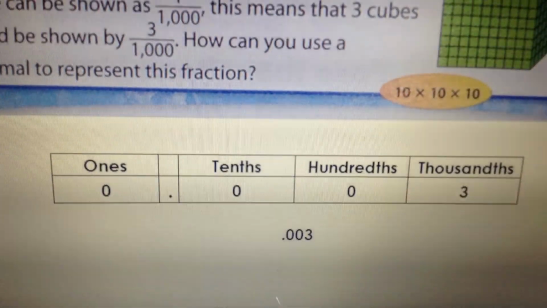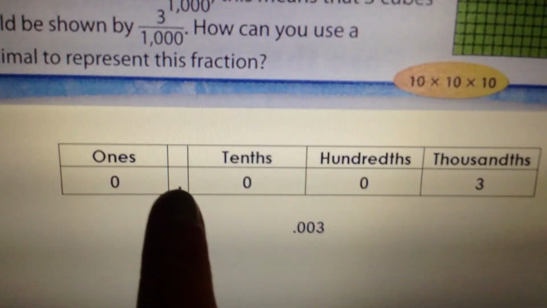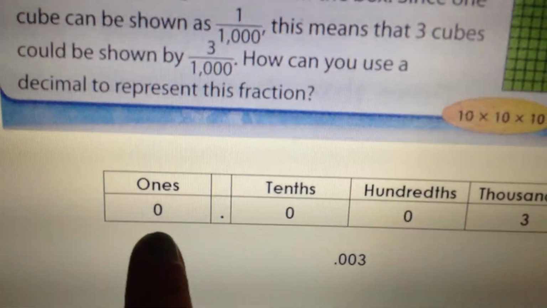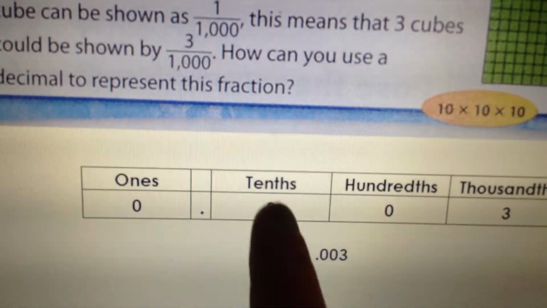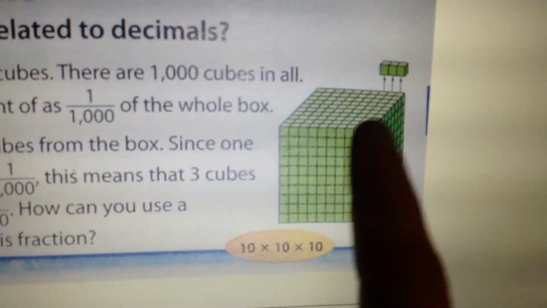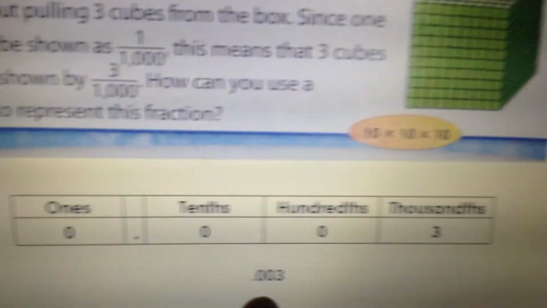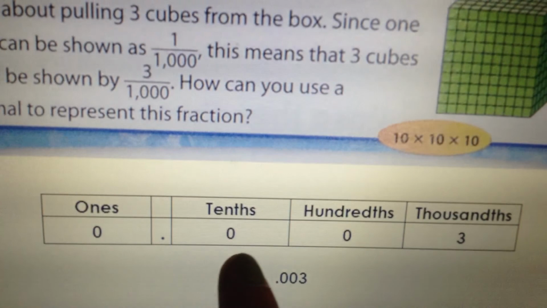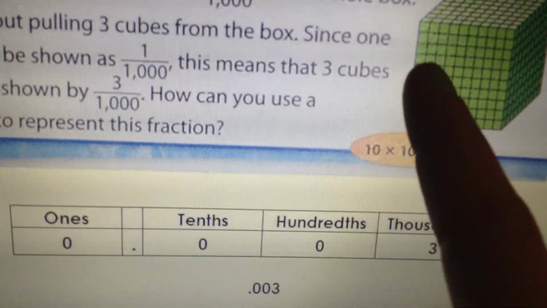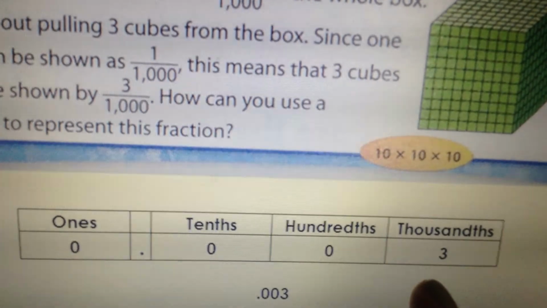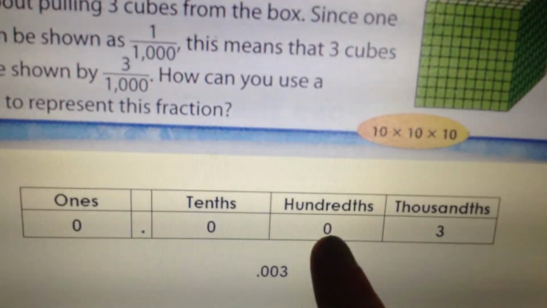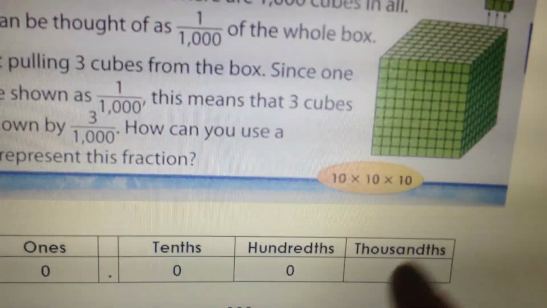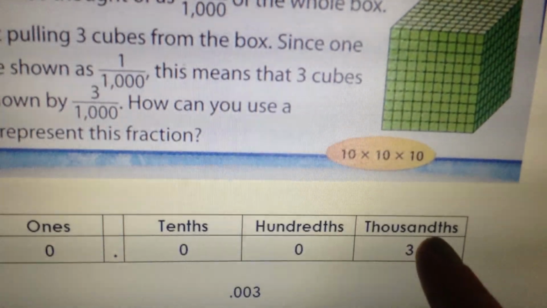So today, here's a place value chart. This is how we would write that fraction as a decimal. We have our decimal point here in between the ones and the tenths. We do not have any wholes, so we have a 0. We do not have any tenths because we're only taking 3 tiny pieces out of 1,000. So in order to have a tenth, we would have to have 1 entire row like we did above. We have 0 tenths. We do not have any hundredths. However, we do have thousandths. Those are the 1 tiny little piece. So we say that we have 3 out of 1,000 pieces.